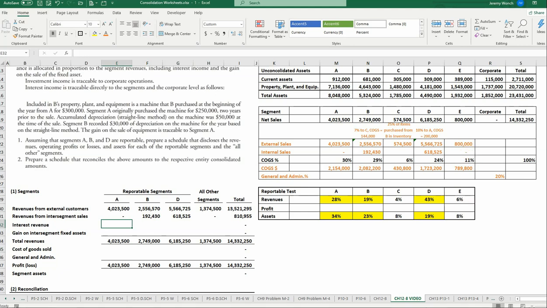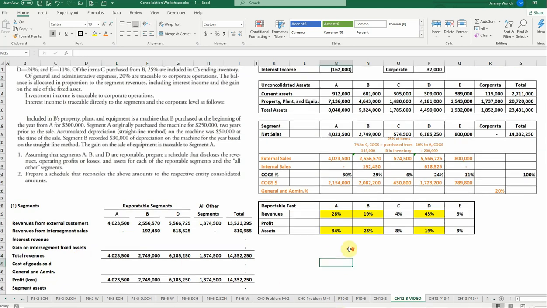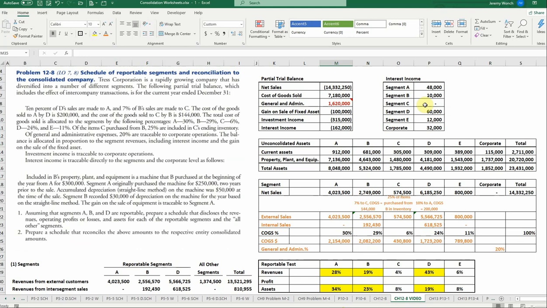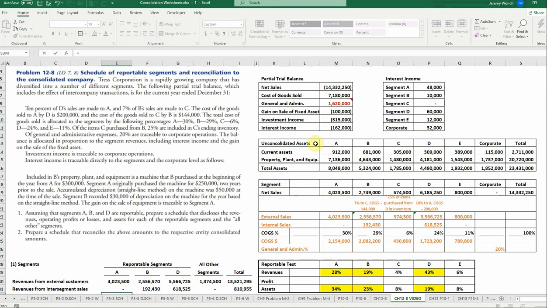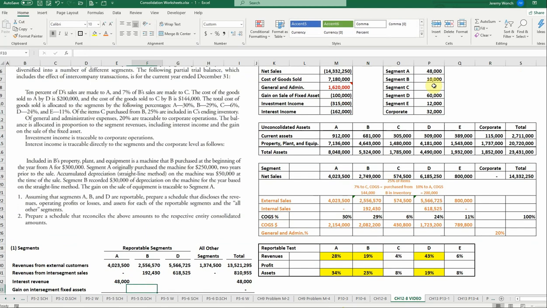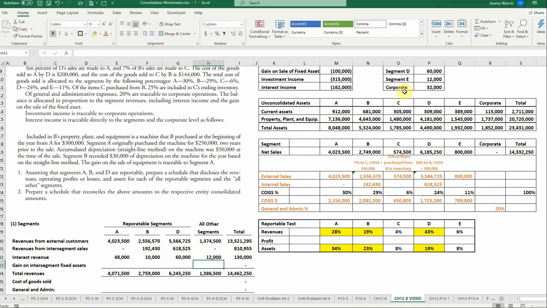All right, so next we want to add the interest income. And so the interest income, they give it to us up here. So A's is 48,000, B is 10,000, and D is 60,000. And all the other segments are 12,000. So we're going to leave out corporate for this segment reporting.